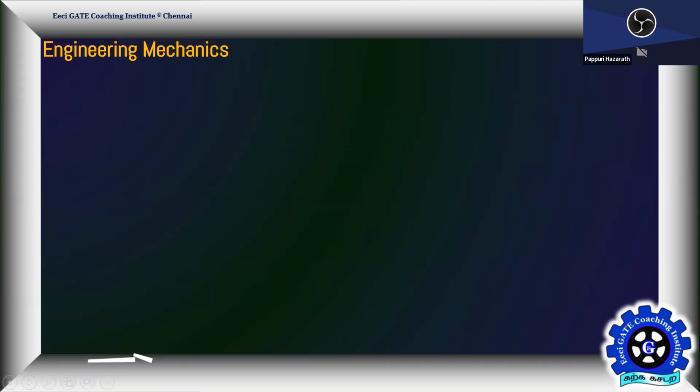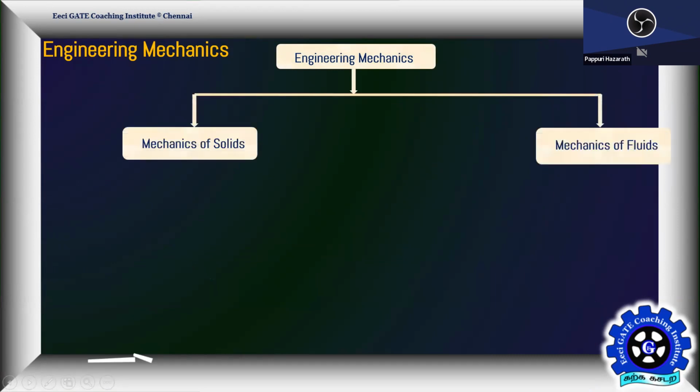Clear? Now, engineering mechanics. Here, we need to classify the engineering mechanics course. Overview of the complete engineering mechanics. We can divide engineering mechanics into mechanics of solids and mechanics of fluids. What is mechanics of fluids? Fluid mechanics. Mechanics of fluids is nothing but fluid mechanics.